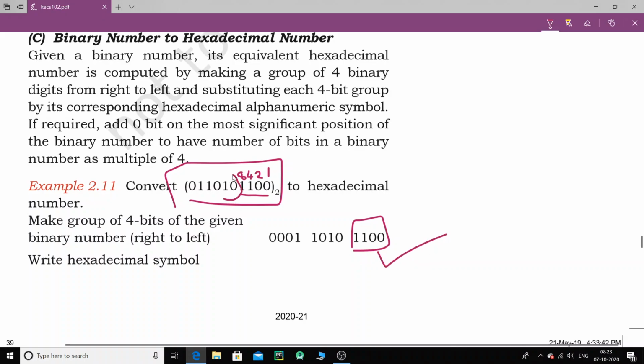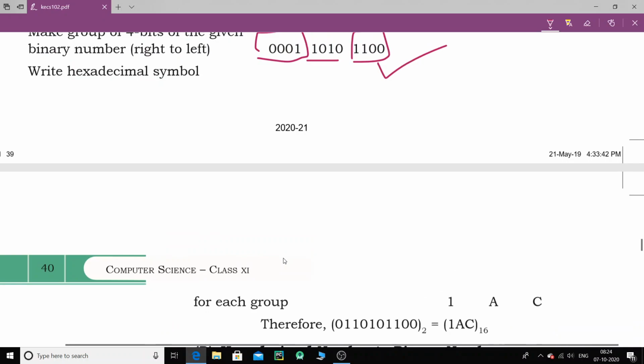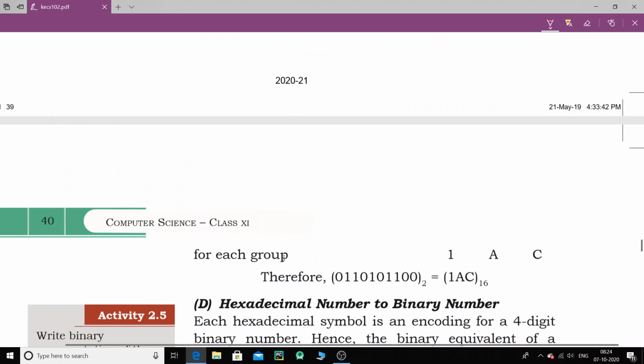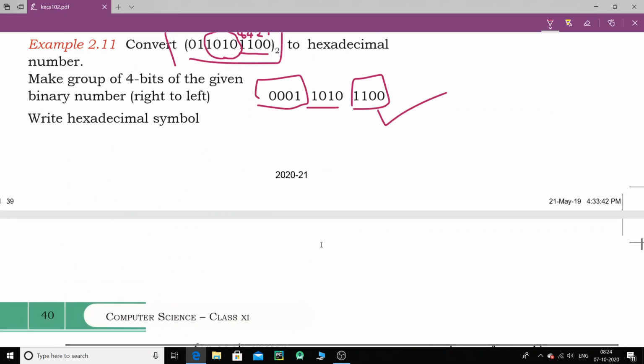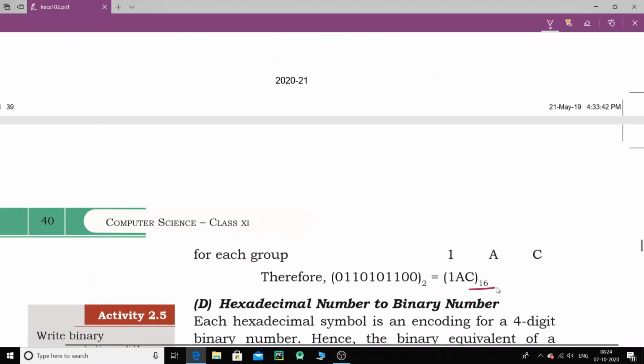Again a group of 4, so 1010, and then the remaining is 01, so prefix it with 2 zeros, that makes it 0001. And what is that in hexadecimal? This was 12, so it will come down to C, right? 10 is A, B is 11, and C is 12.